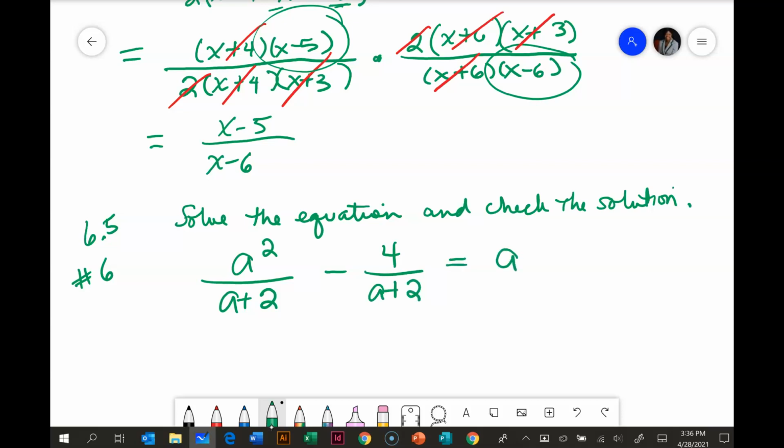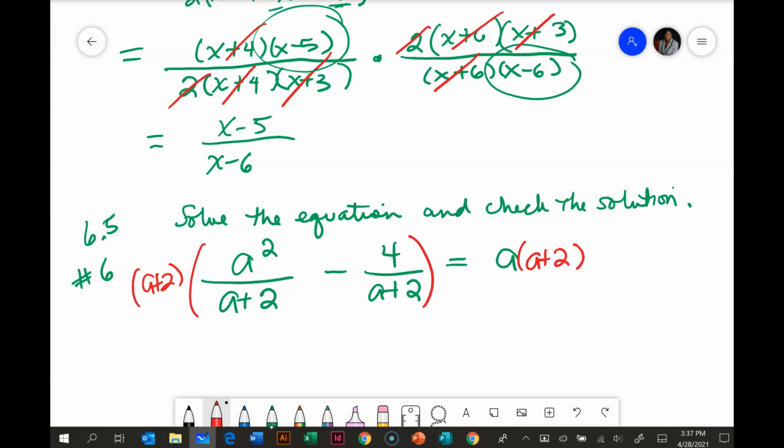So again, we have an equation with fractions. We want to get rid of fractions when we have an equation with fractions. So our LCD is a plus 2. Let's multiply both sides by a plus 2.